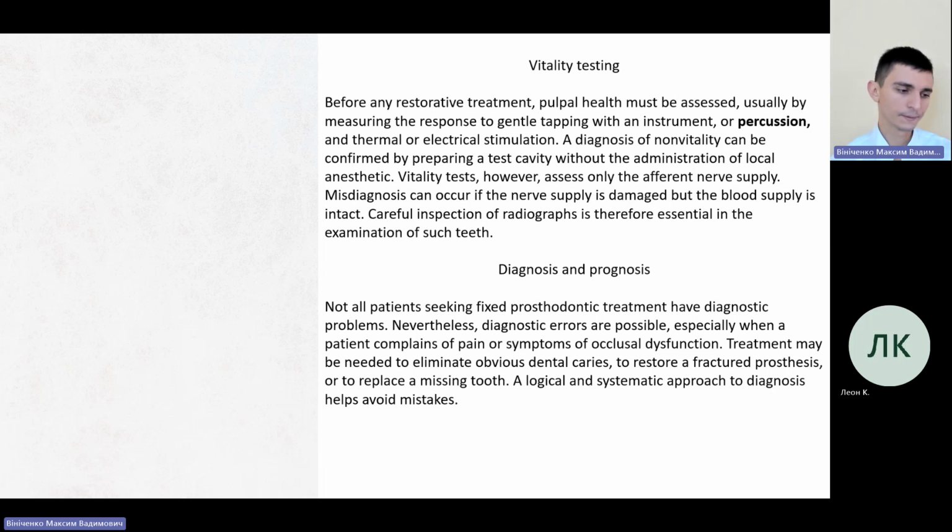Diagnosis and prognosis. Not all patients seeking fixed prosthodontic treatment have diagnostic problems. Nevertheless, diagnostic errors are possible, especially when a patient complains of pain or symptoms or of occlusal dysfunction. Treatment may be needed to eliminate obvious dental caries, to restore a fractured prosthesis, or to replace a missing tooth. A logical and systematic approach to diagnosis helps avoid mistakes.